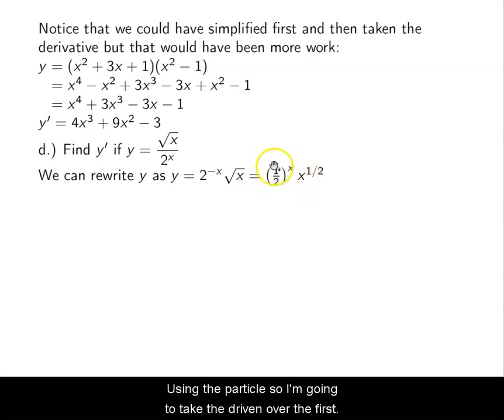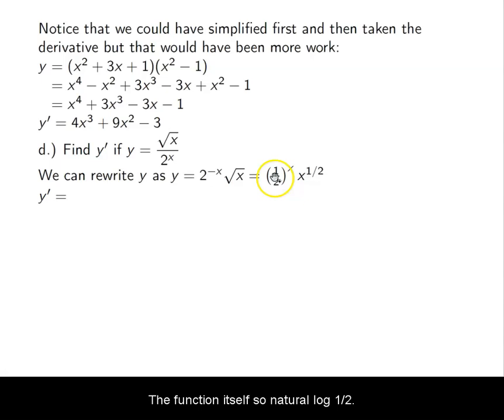So I'm going to take the derivative of the first term, which is natural log of 1/2 times 1/2 to the x, right? So we take the natural log of the base and then multiply that times the function itself.